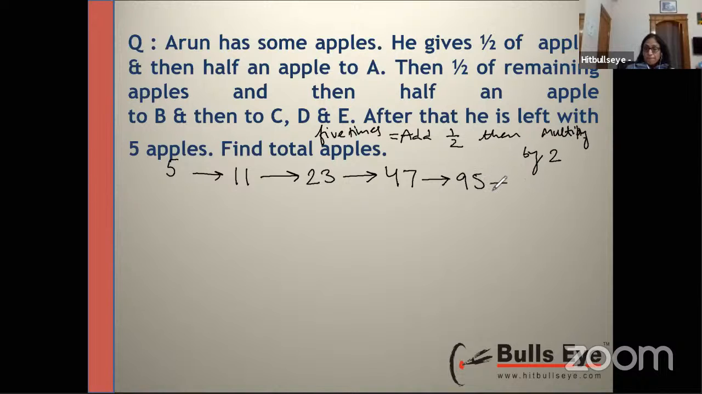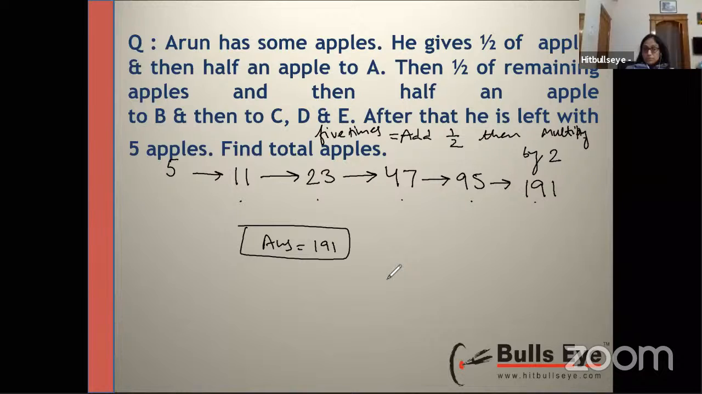One more step back. Add half to it. It's going to be 95 and a half. What is double of 95 and a half? It is going to be 191. Have I come back 5 steps back? Yes, I have. 1, 2, 3, 4, and 5. So I stop here. So what was the total number of apples that he was carrying in the beginning? The answer is 191. Is it clear? Is it clear, everyone?